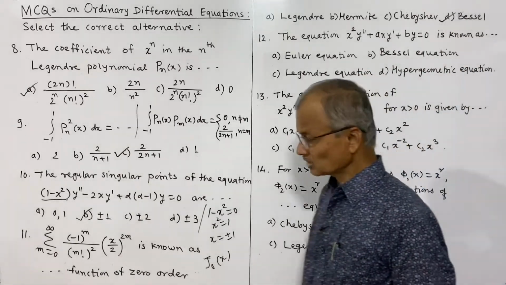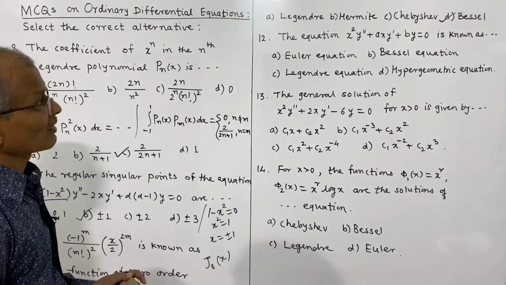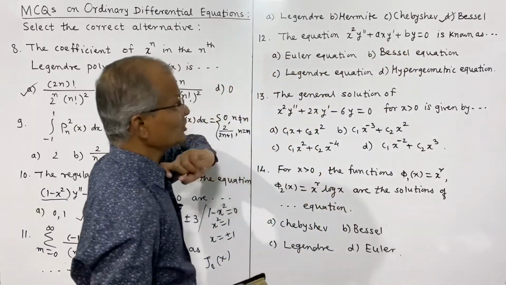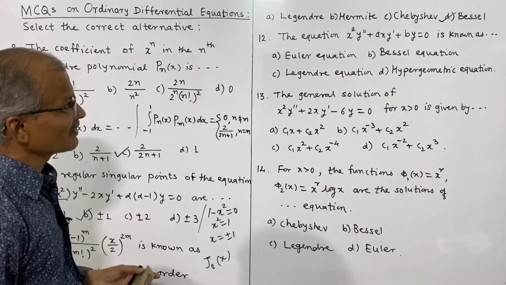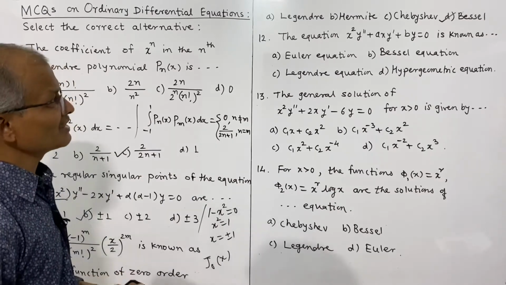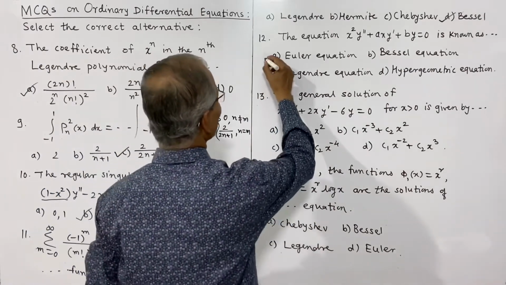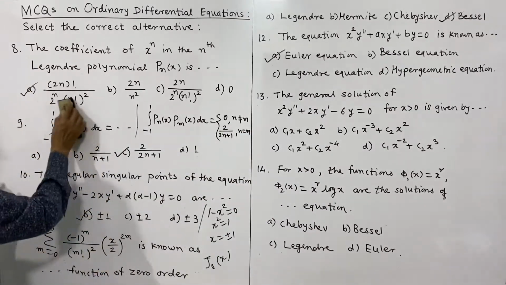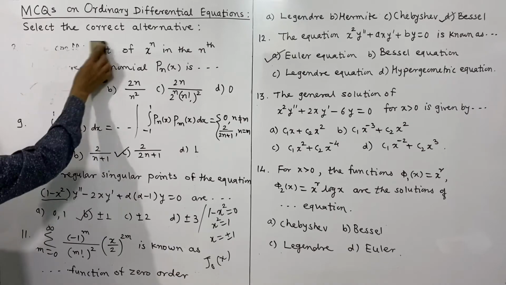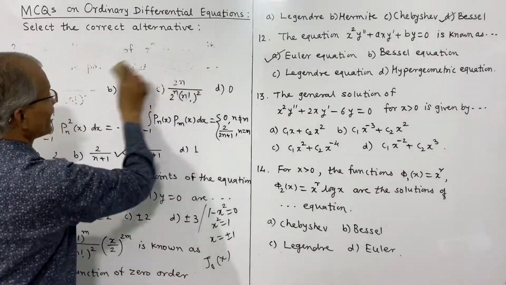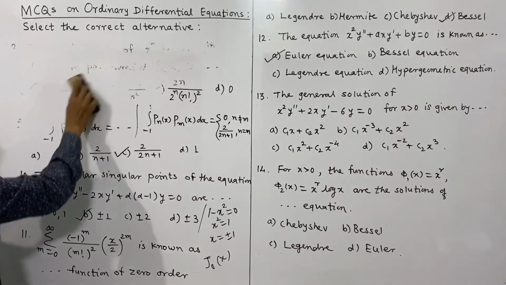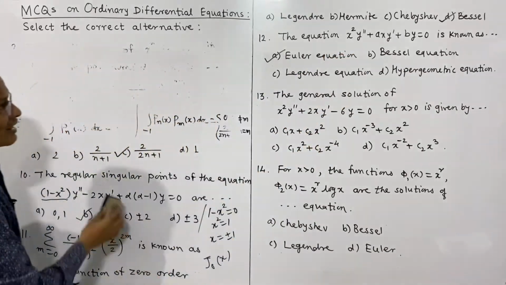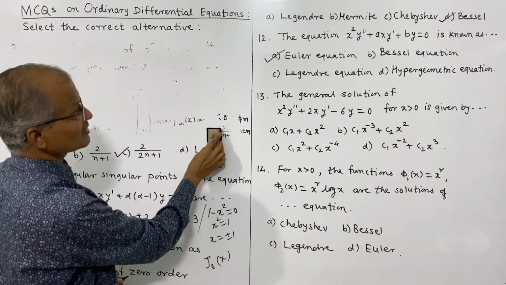The next is the equation. See, the equation x square second derivative of y plus a into x first derivative of y plus by is equal to 0 is known as, that is the definition of standard differential equation, second order Euler equation. So this is the correct alternative. And now for an example, x square y double dash plus 2x into y dash minus 6y is equal to 0. So actually this will be Euler equation. You see, it is of the same type. A is there, here it is 2, b is minus 6.